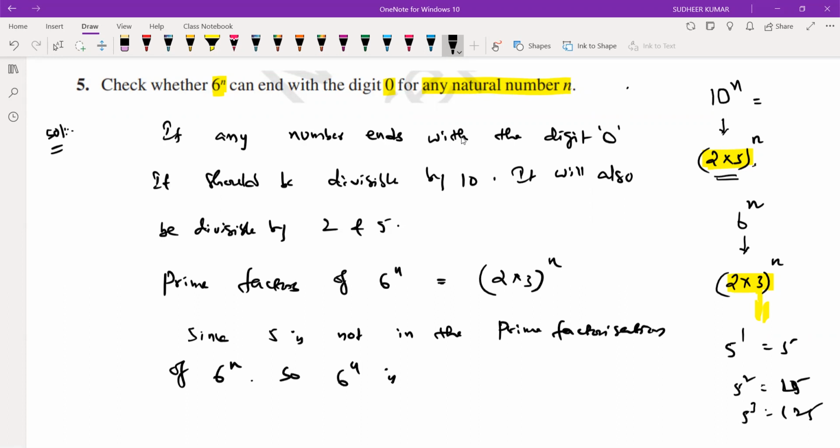So 6 power n cannot end with 0. Let us finish this statement: 6 power n cannot end with the digit 0 for any natural number n.